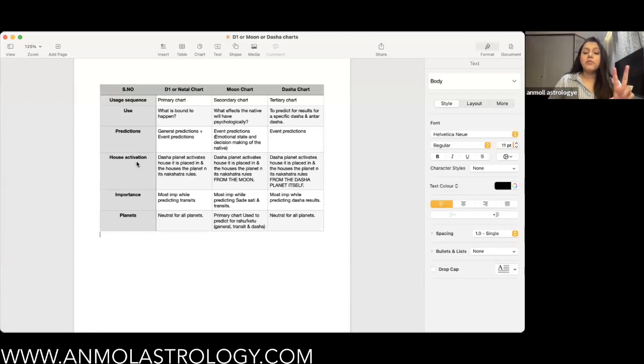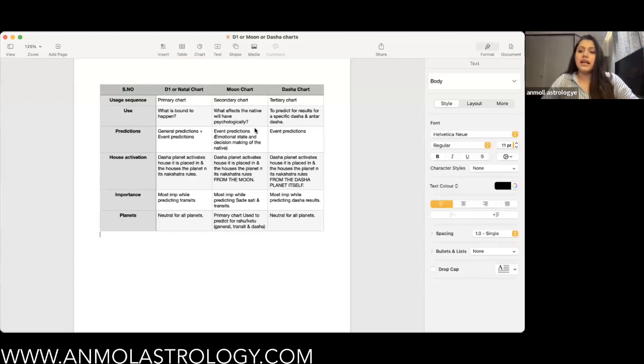The second point is the use. Basically, D1 is what is bound to happen in your life. D1 predictions are like what is going to happen. You may or may not feel it like you do with the moon chart, but that is bound to happen. And then for the moon chart, what effects the native will have psychologically. Suppose there's a person A who is experiencing a similar situation as person B, right? Because both of them have similar ascendants.